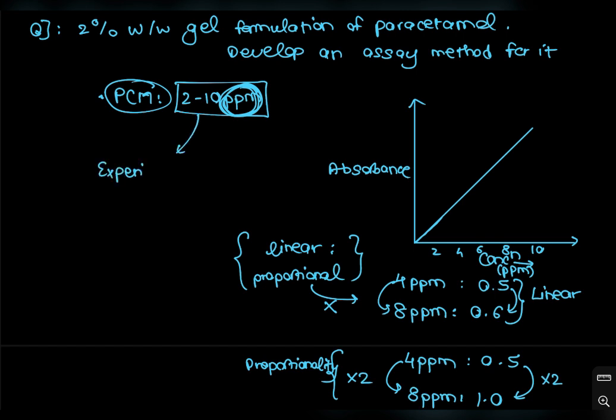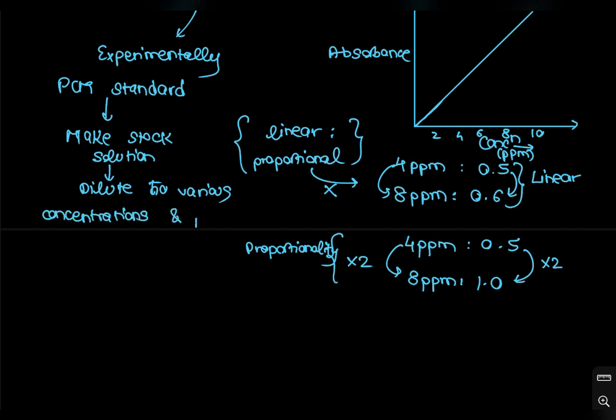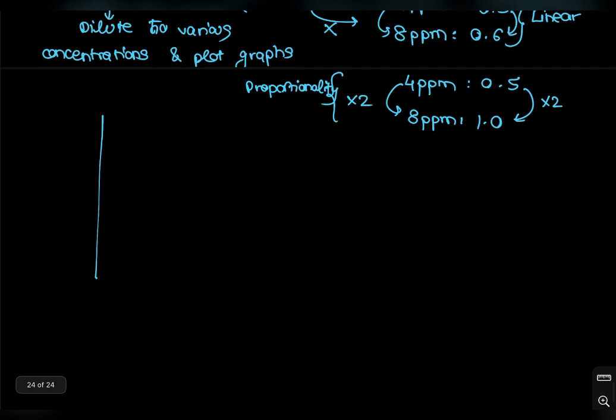This range of 2 to 10 ppm is actually found out experimentally. You take a paracetamol standard and make a stock solution. A stock solution is basically a solution of a known concentration. This stock solution you are going to dilute to various concentrations and plot graphs.